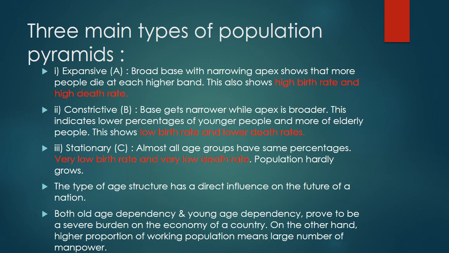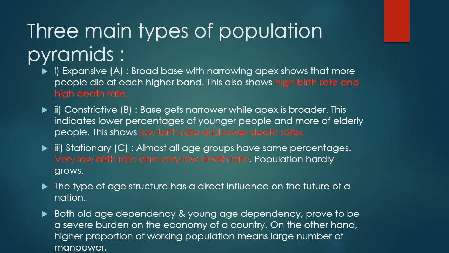Okay, from starting to the end, it shows the consistency. Okay, there is the balance. So this type of pyramid has groups which have the same percentage. What does that mean? Very low birth rate, very low death rate, population hardly grows, so there is a total balance between birth and death, so there is no change in the population.